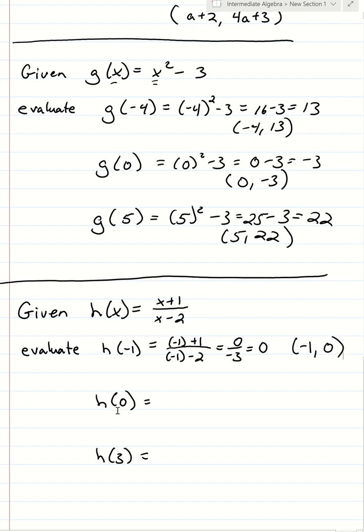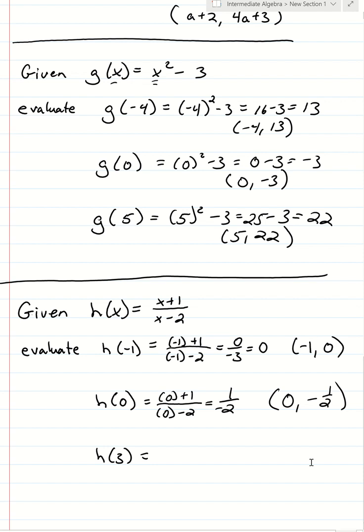Let's take a look now when we plug in 0. We substitute in 0 wherever we see an x value, in which case we would have now 0 plus 1 over 0 minus 2. When we simplify, I would have a 1 on top and a -2 on the bottom. And so now this ordered pair would be 0, -1/2.